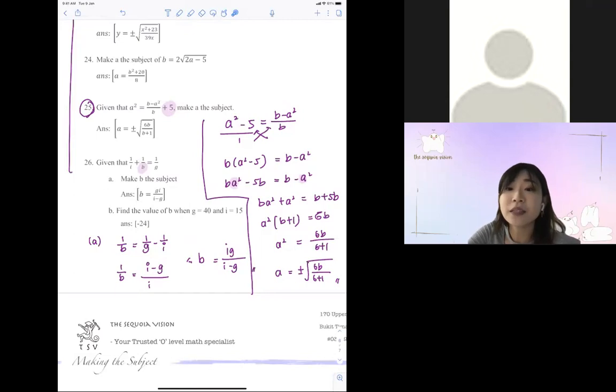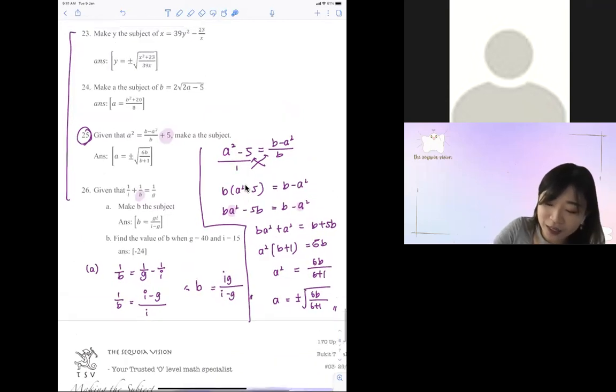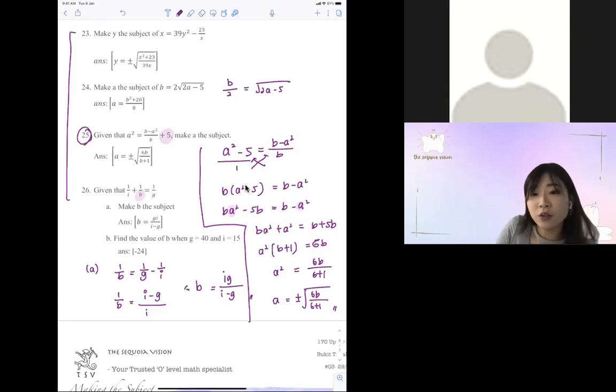Don't skip 24. I don't know how to do 24. You sure? Okay, I give you a clue. The 2 is times. So when you bring over it is divide. Okay, then how to get rid of square root? Bring it over. No, you square both sides.